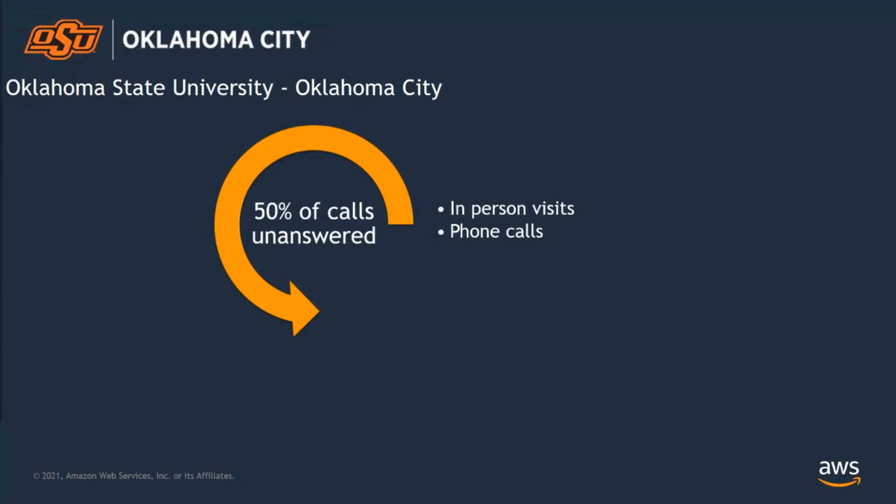Oklahoma State University at Oklahoma City has a support center where, under normal conditions, students could come to the center and ask questions or phone in to ask the same questions. Since human behavior dictates that if there's a person in front of you and the phone rings, odds are you're likely going to speak to the person before answering the phone. So what ended up happening was about 50% of calls actually went unanswered.